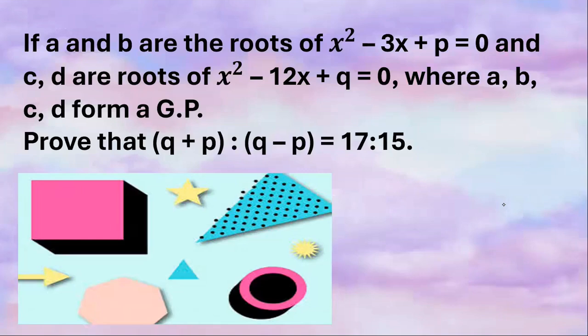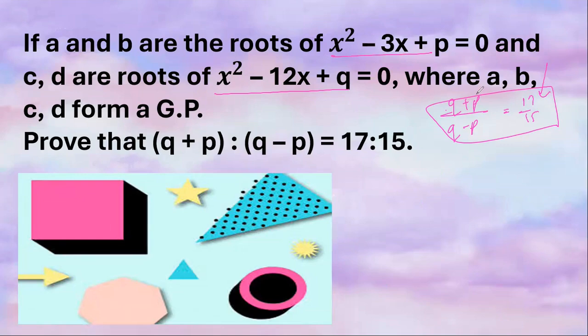Let's have a discussion about the question. The question is that if a and b are the roots of this equation and c and d are the roots of this equation, where a, b, c, d, the roots are forming a GP, we have to prove that the value of (q + p)/(q - p) is coming 17/15. So we have to get q and p. After putting q and p values, we should get a numerical value, right?